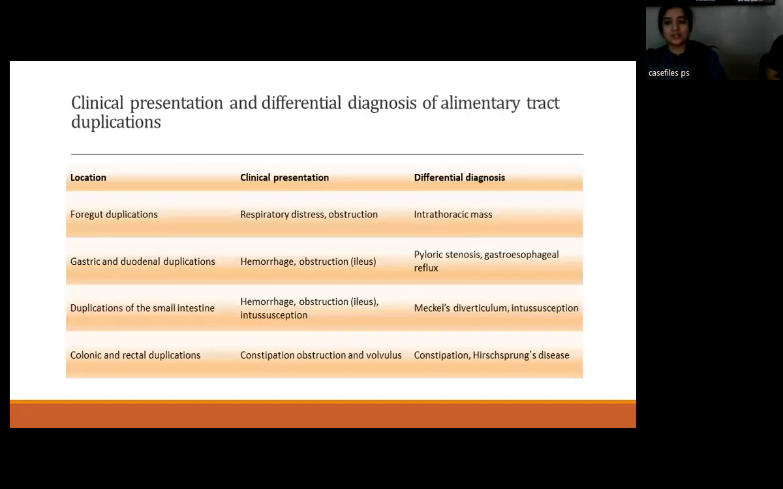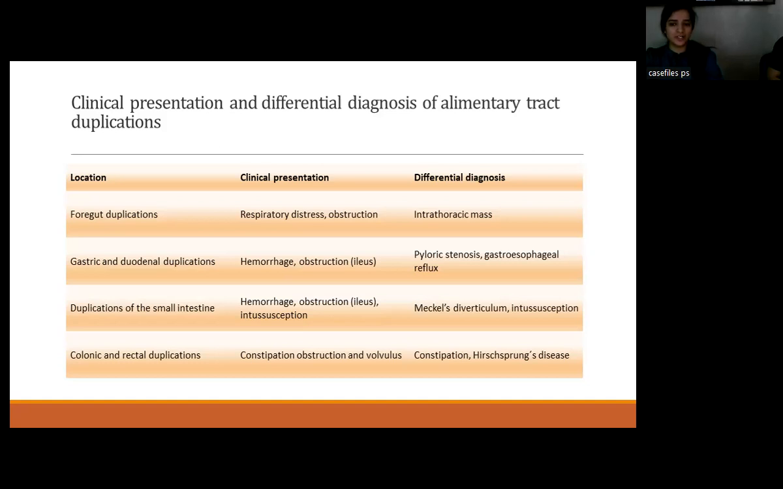To conclude, basically we have foregut duplication, midgut duplication, and hindgut duplication. Foregut duplication can have esophageal duplications as well as gastric and duodenal duplications. Esophageal duplications can present with respiratory distress and obstruction, and the differential diagnosis includes all the intrathoracic masses, the most common being the neuroendocrine tumors of the posterior mediastinum.